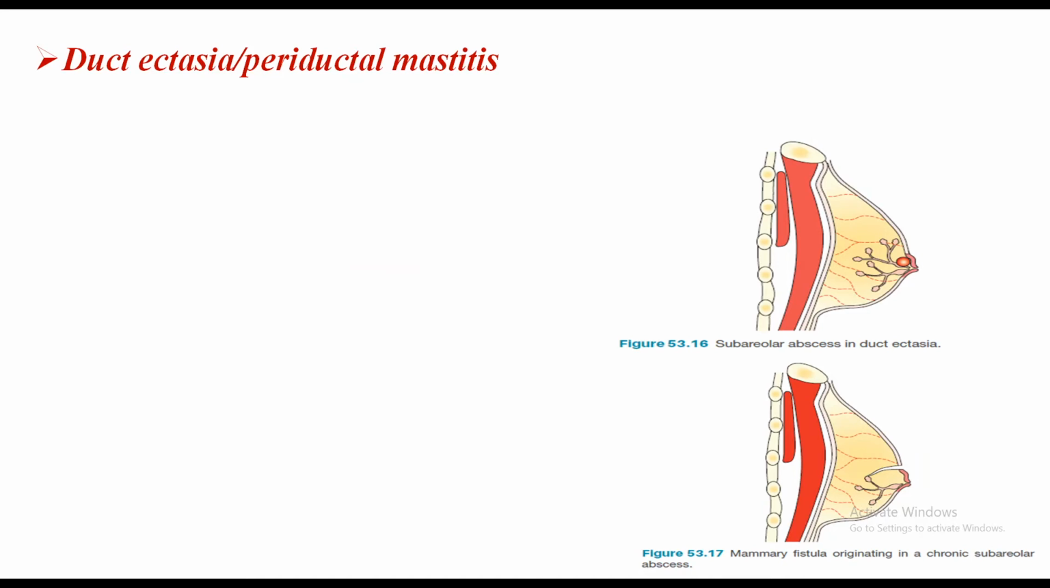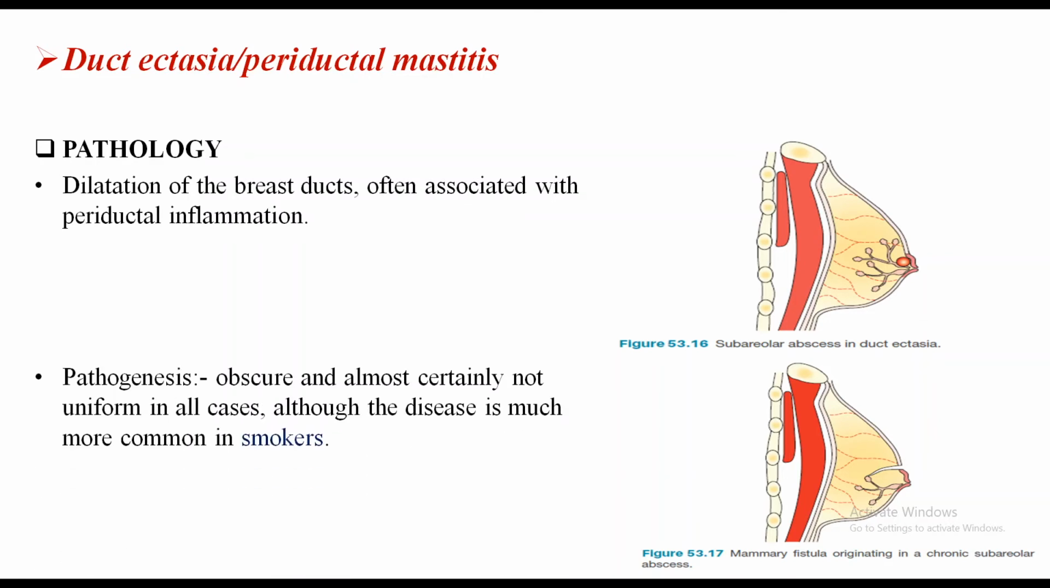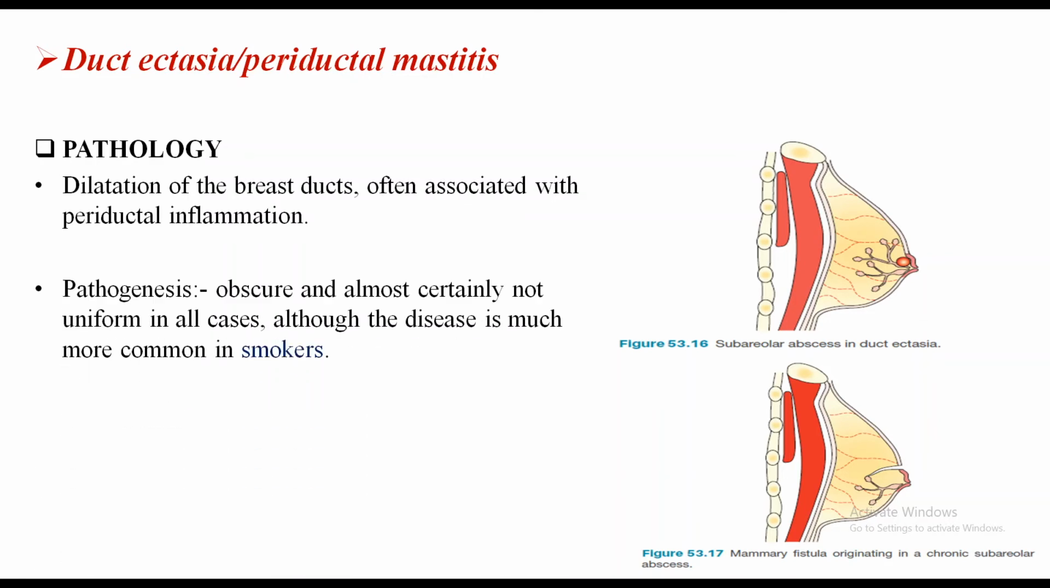Now, duct ectasia and periductal mastitis. What is duct ectasia? It is dilatation of breast duct associated with periductal inflammation. The pathogenesis is obscure again and almost certainly not uniform in all cases, although the disease is much more common in smokers. So this can be your MCQ question. So this is duct ectasia.